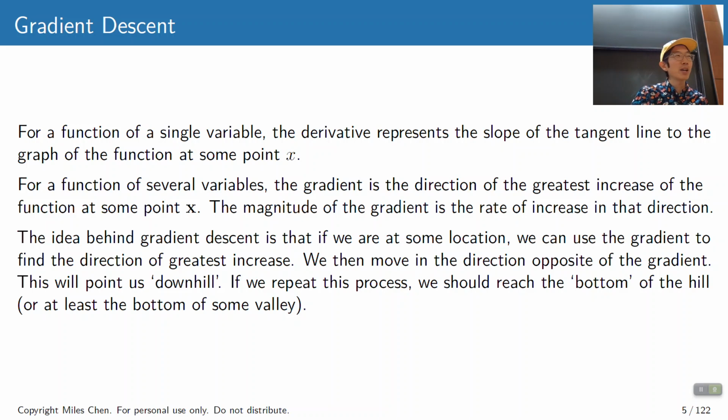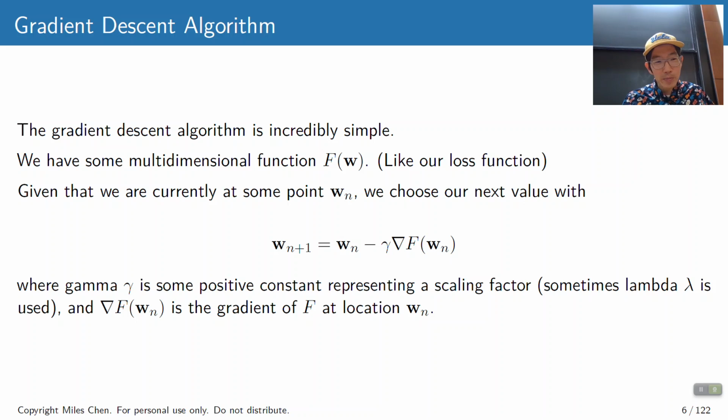And if you keep going opposite of uphill, you're going downhill, and eventually you'll get to the bottom. That's the premise of gradient descent. It's a very simple idea, simple to execute and simple to carry out. And we just repeat this iteratively, and eventually we should reach the bottom of the hill.